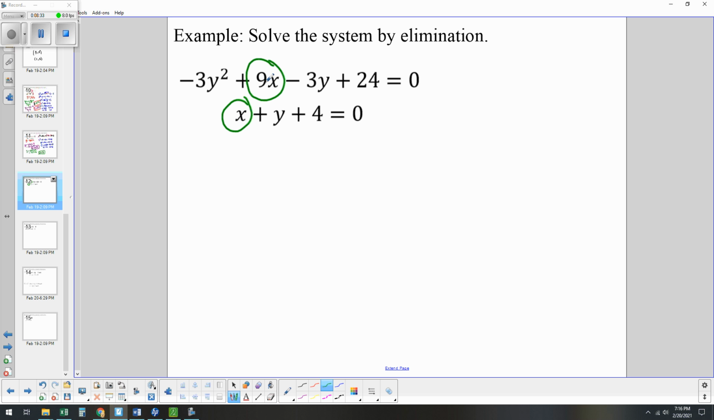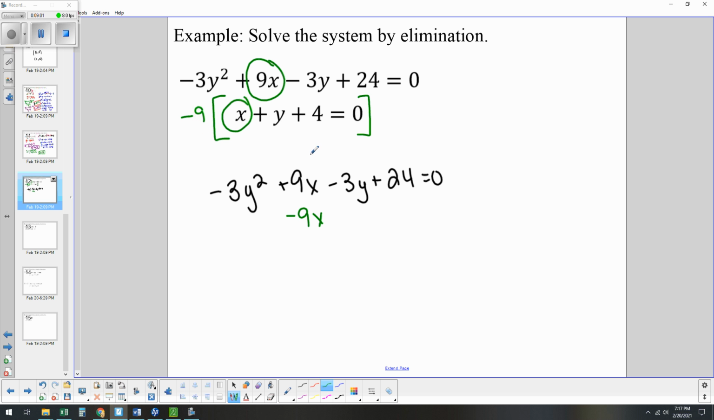So in order for this to cancel out with this, in order to get the x gone with the 9x, I need to take this entire equation here and multiply it by negative 9. Right? That'll give me negative 9x, which will cancel. So the top equation doesn't have to change at all. But the bottom equation, when I multiply everything by negative 9, I'm going to try to line stuff up. So that's negative 9x minus 9y minus 36 equals 9 times 0 is 0.